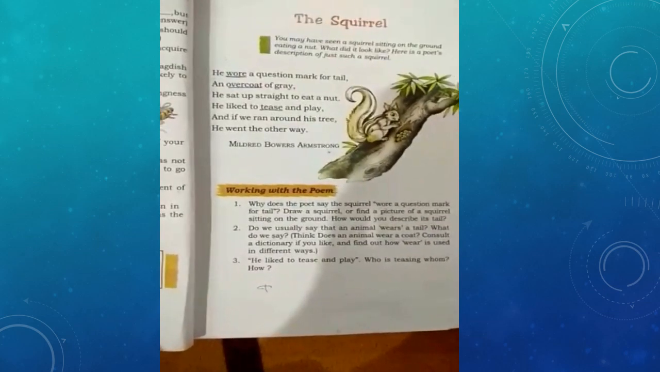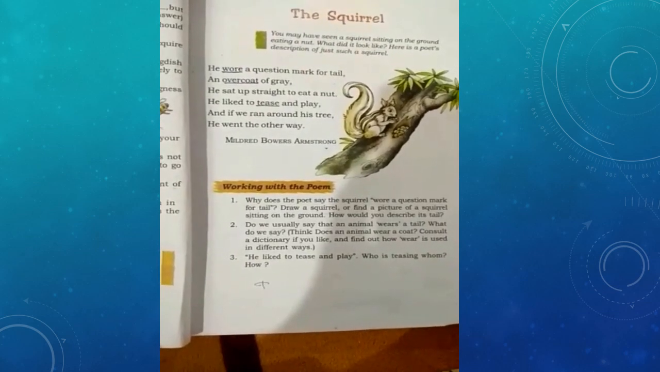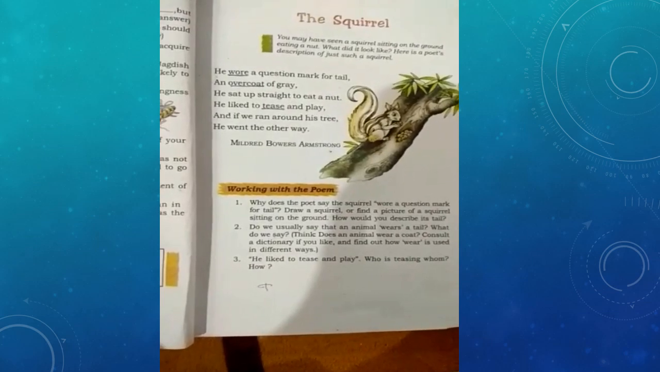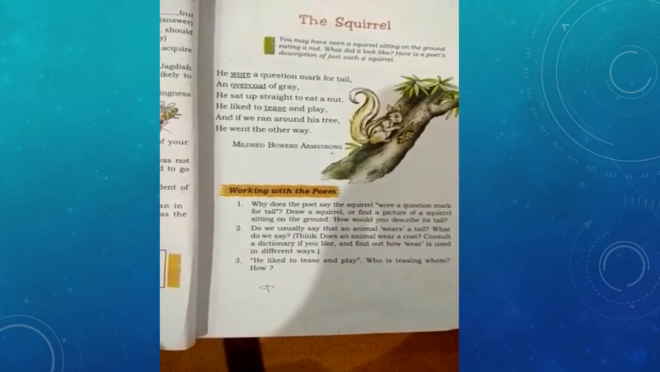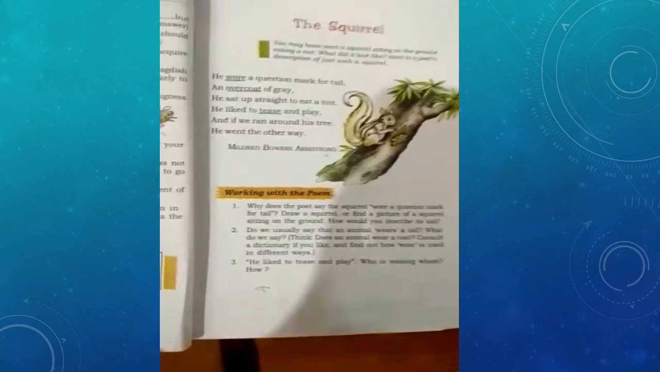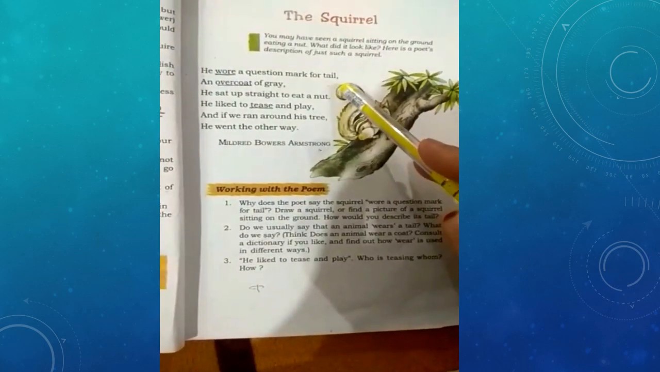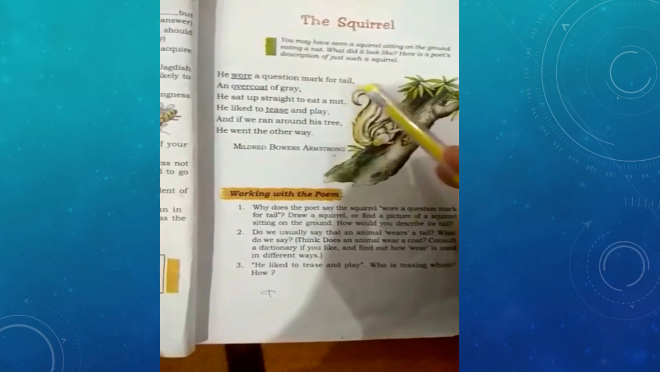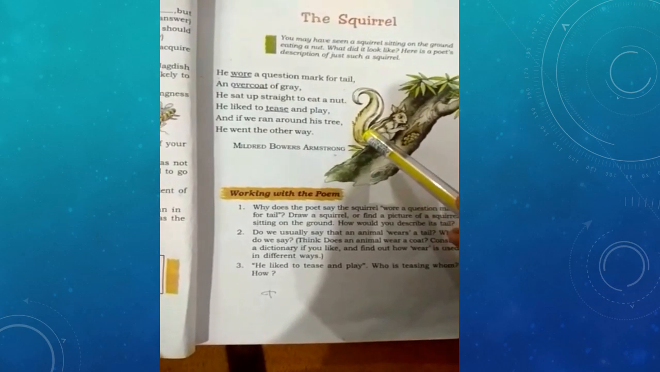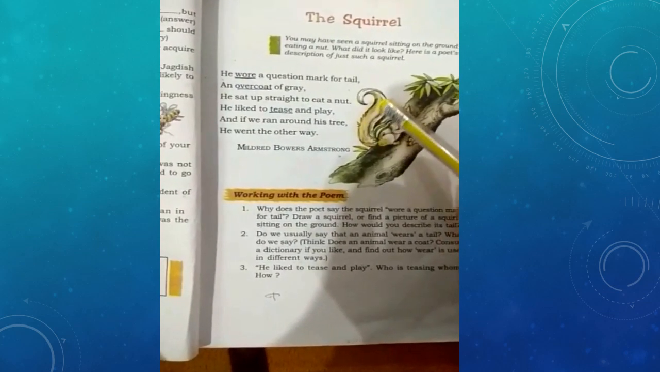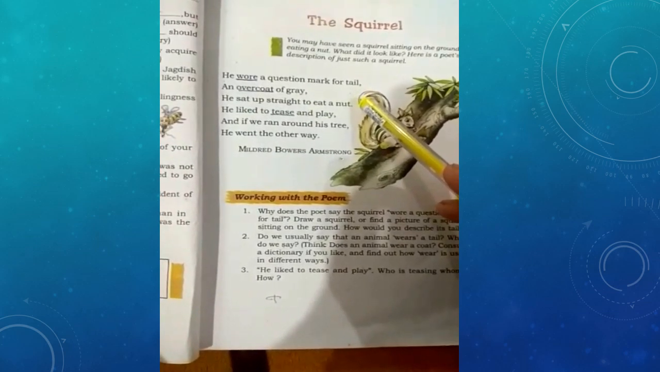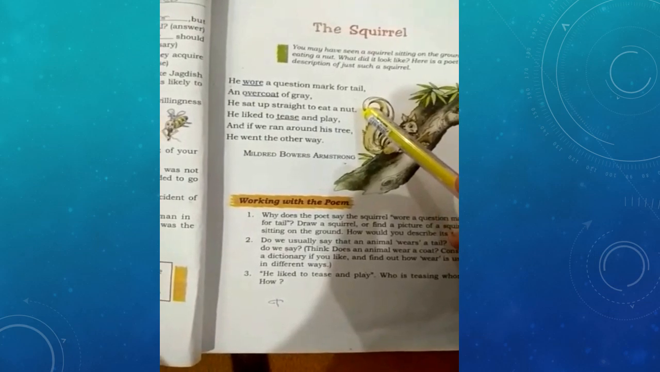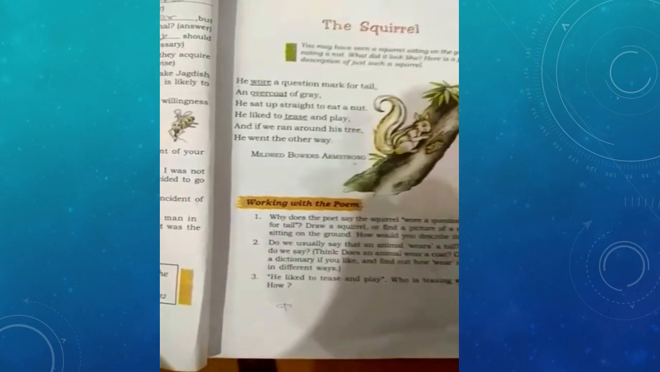Now look at the first line. He wore a question mark for tail. The poet used he for the squirrel. The poet said the squirrel wore a question mark for tail because the shape of the tail of the squirrel sitting on the tree looks very similar to a question mark. Look, his tail was raised upwards with the tip pointing downwards. Thus, the tail seemed to be making a question mark.